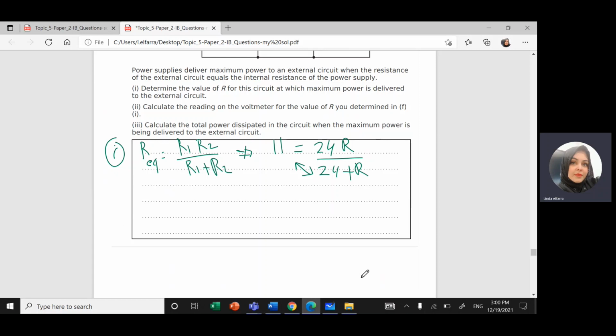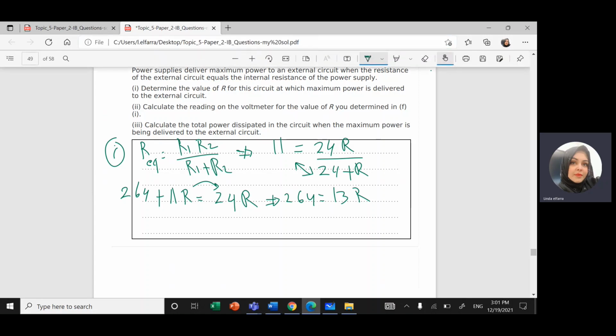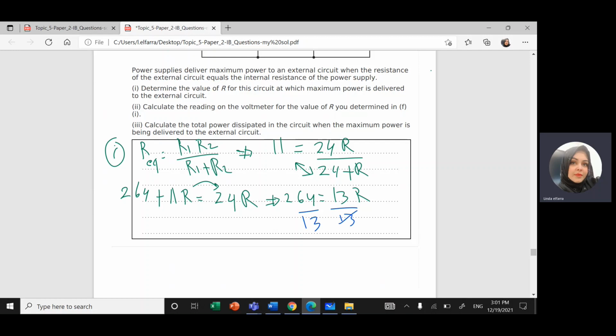So we will have 264 plus 11R equals 24R. Take this to the other side. So 264 equals 13R. Divide both sides by 13. So R will equal 20.3 ohm. This is the value of R.